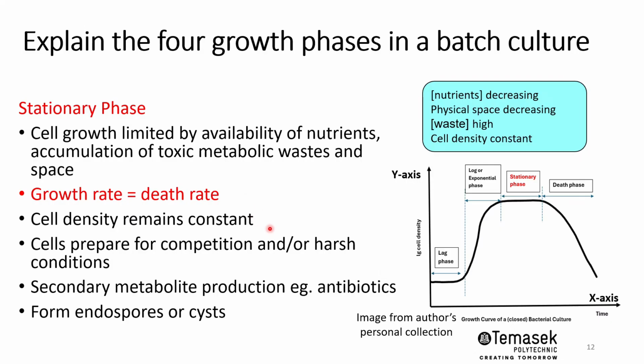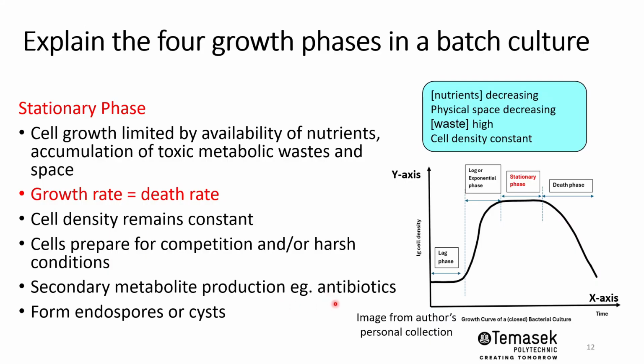Cells prepare for competition and also the harsh conditions ahead. Some may even form spores, endospores, or cysts. Some will even produce secondary metabolites, such as antibiotics, just in case there are any harsh conditions to be expected by these microbes themselves. So some do produce these secondary metabolites to counter antibiotics.